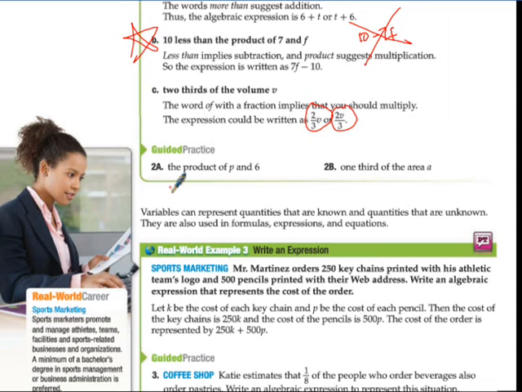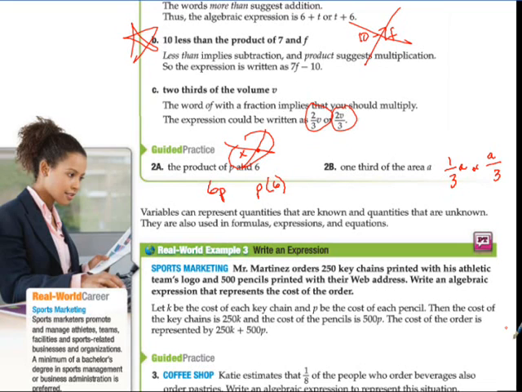Okay, so you've unpaused. Let's walk through what we got here. Very simply, 2A, the product of P and 6 is just 6P. I guess you could write P like 6, like that. We want to get out of the habit of using the x and the dot. We don't want to use those anymore for multiplication just because it'll get confusing. 1/3 of the area A, that's really simply 1/3 A, or you could write A over 3. Either one of those is correct.